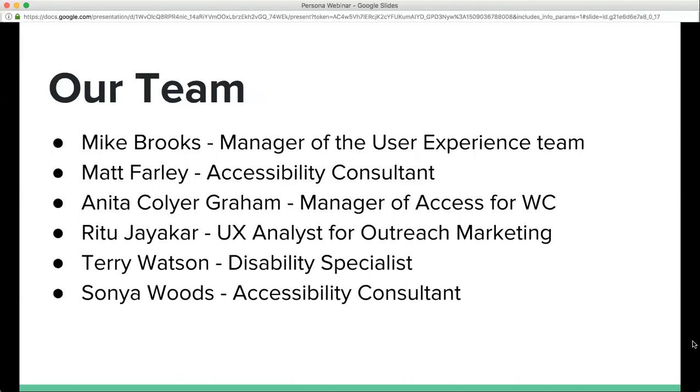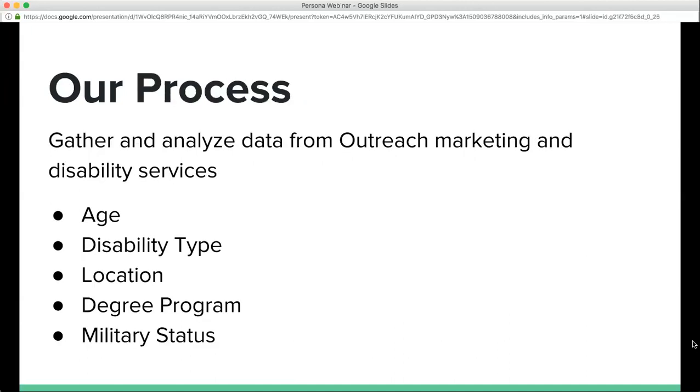So these personas were created by a cross-unit team, including Sonia and I. We're from Rural Campus Learning Design. We're accessibility consultants. Our manager is Mike Brooks, he's the head of the user experience team. We have Anita Collier-Graham, who's the manager of access at World Campus, Ritu Jayakar, who is a UX analyst for outreach marketing, and Terry Watson, who is a disability specialist.